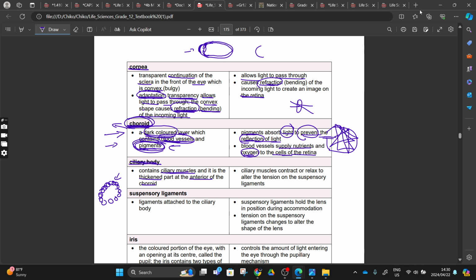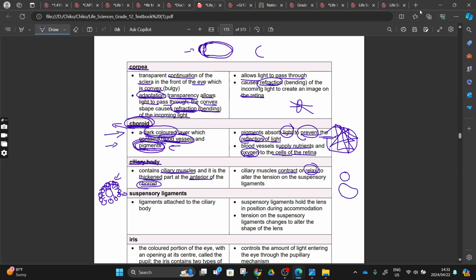And then these ciliary bodies are attached to something called ciliary ligaments, right? Something like this. Holding what? Holding that lens inside there. So this ciliary body contains ciliary muscles, and it is a thickened part of the anterior of the choroid, right? And these ciliary muscles contract and relax. When they contract, it's like they are coming in. You'll see what we're talking about. And when they relax, they are going to loosen up, something like this.